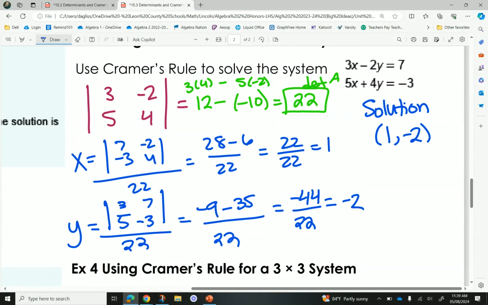I heard someone say they couldn't see it. Wait, you said if the determinant is 0, there's no solution. Correct. Because see how we're dividing by 22? If that was a 0, we couldn't divide by 0. And that's what would make it no solution, if you have parallel lines. It just depends on what the system is.